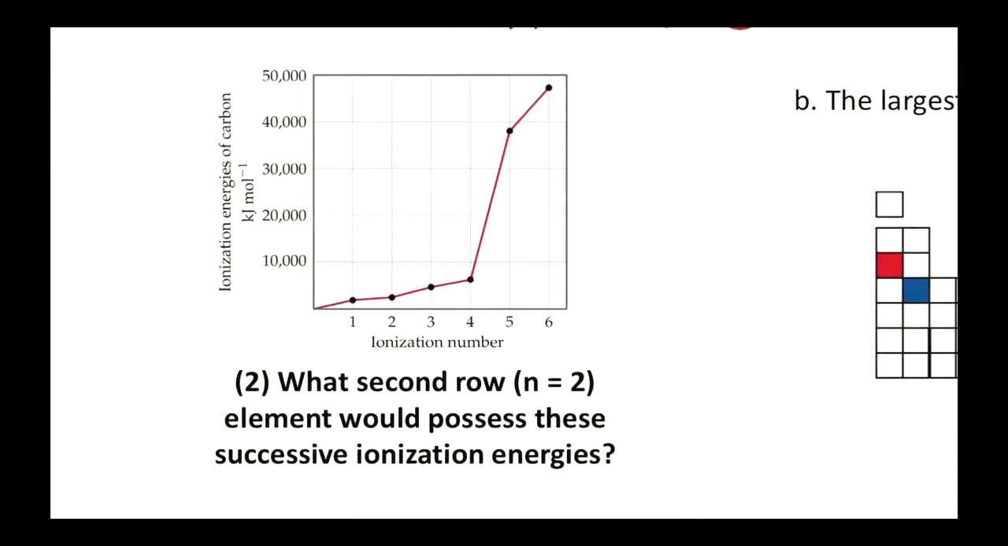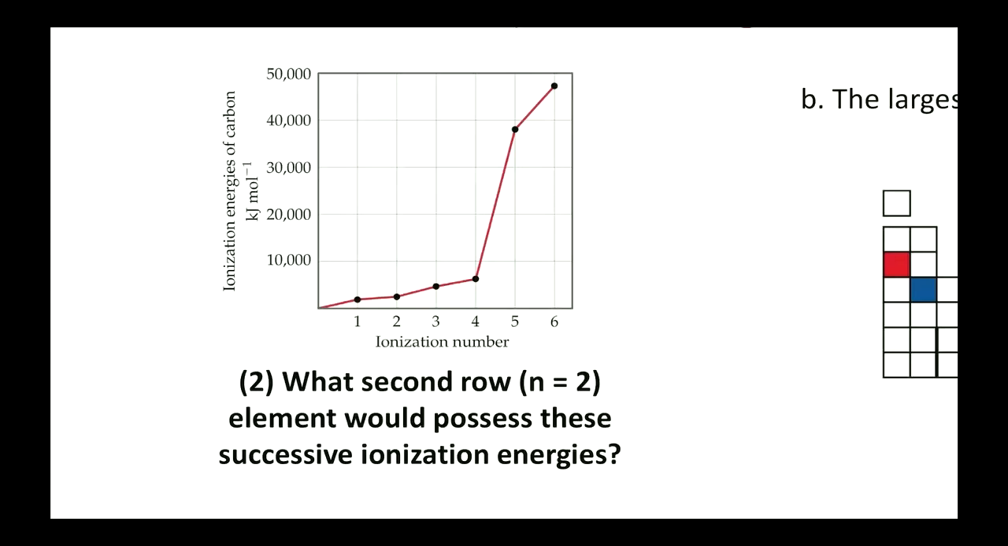All right, here's the second one. What second row element could possess this successive ionization energy? What does this graph show us? How did you get 4 valence electrons from this graph? Okay, so they said that the energy jumps after 4. Or we can think that the first 4 electrons are easily removed. It doesn't cost me too much energy to do that. So this picture is implying that there are 4 valence electrons. Do you agree with me?